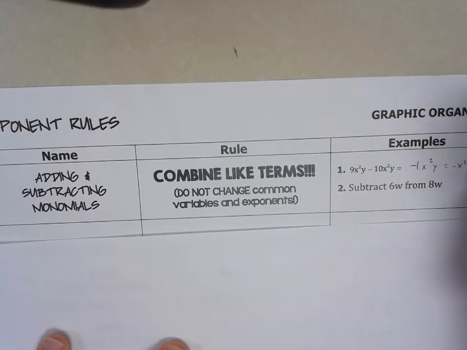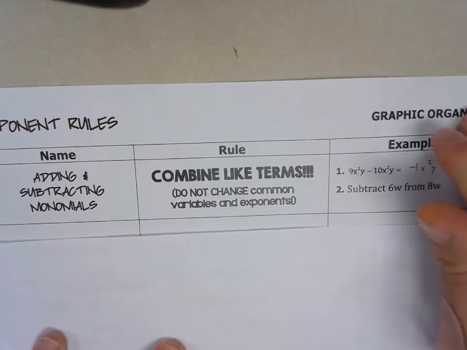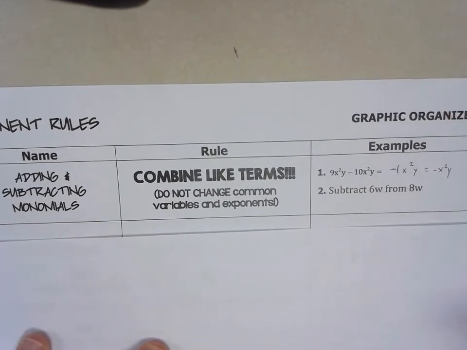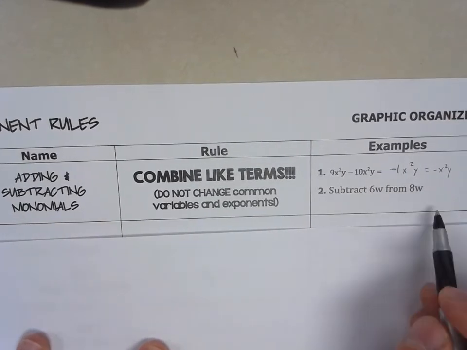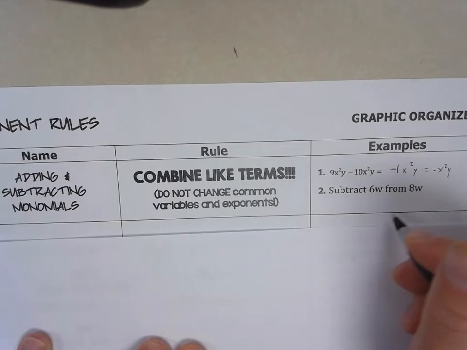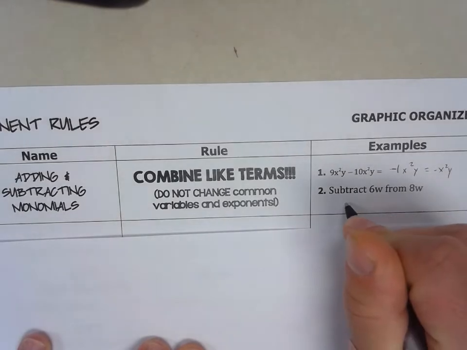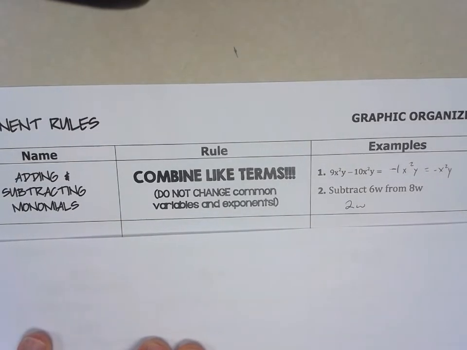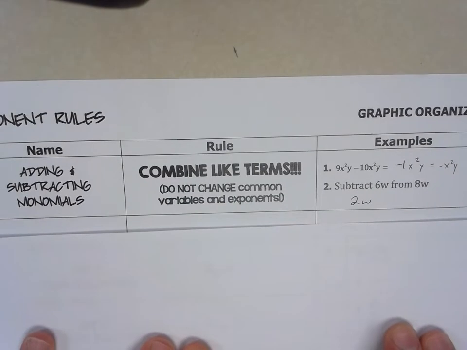All right. Great. So if we were to subtract 6w from 8w, simple enough. It's just saying 8w minus 6w, and you're just going to end up with 8 minus 6 being 2. So we have 2w. Simple enough. Okay, so that shouldn't be too new, but that is something we'll have to remember as we go through these.